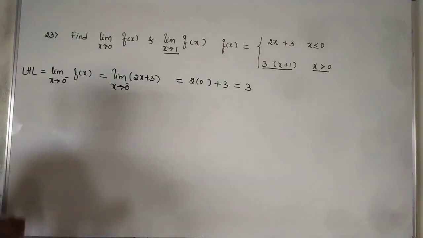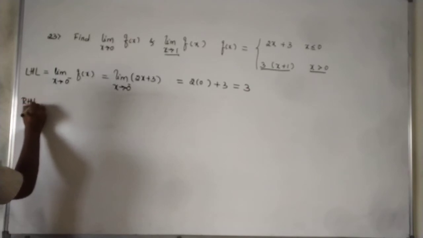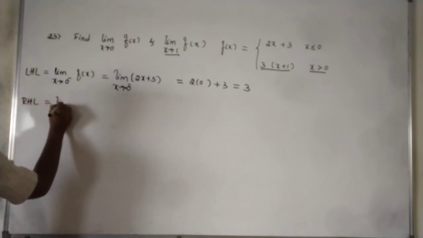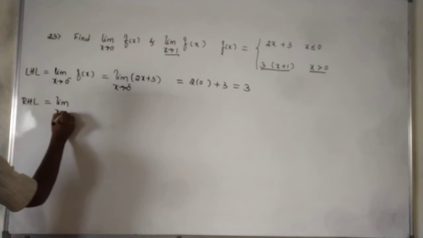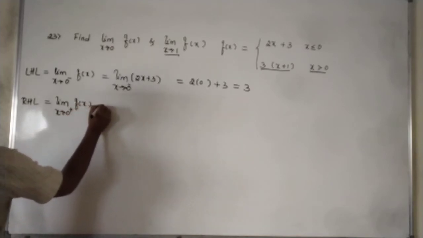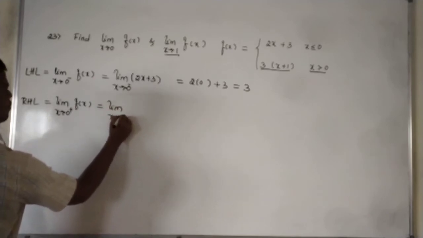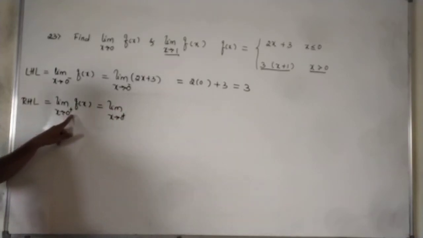Similarly, for the right hand limit, RHL is equal to the limit as x tends to 0 plus of f(x), which is the limit as x tends to 0 plus.